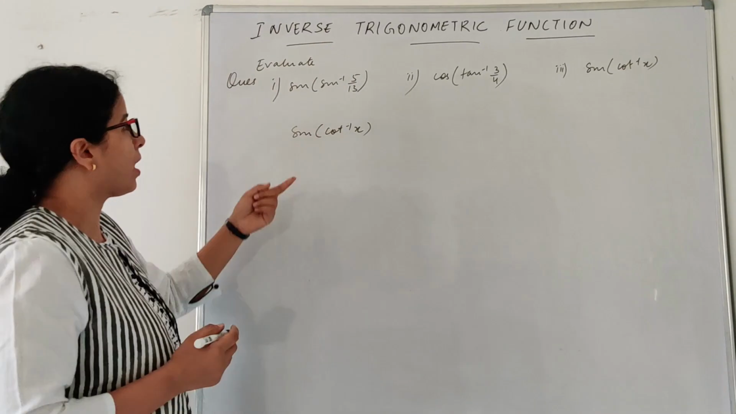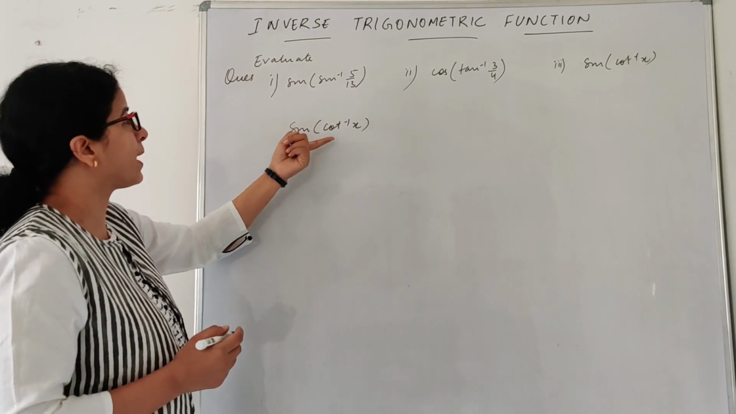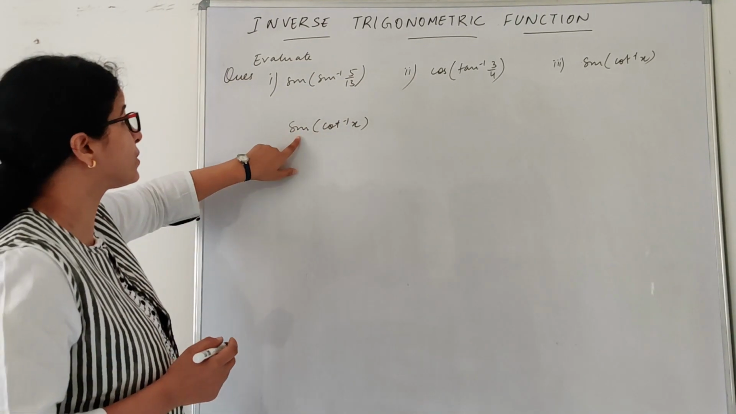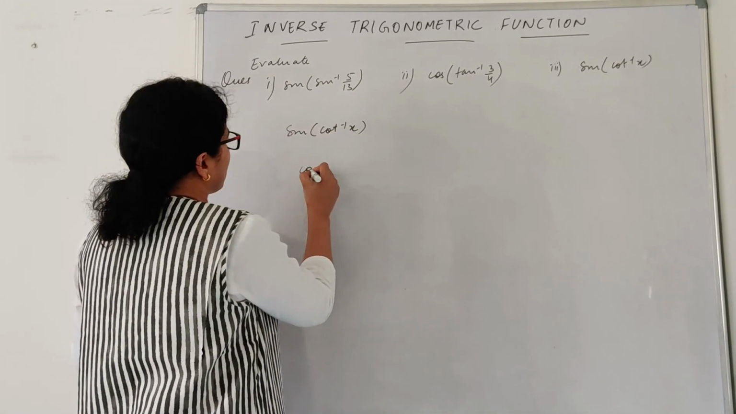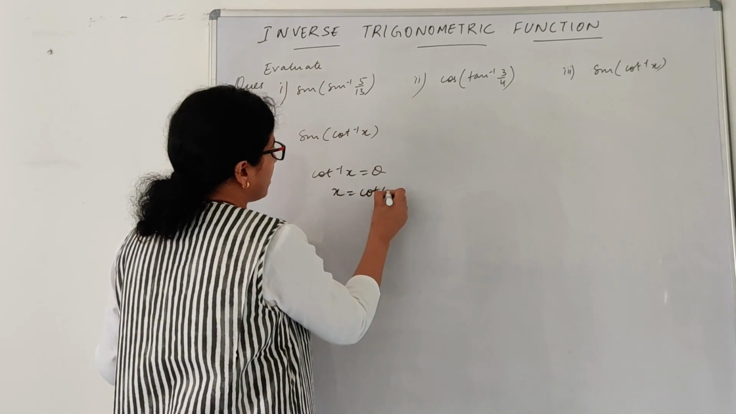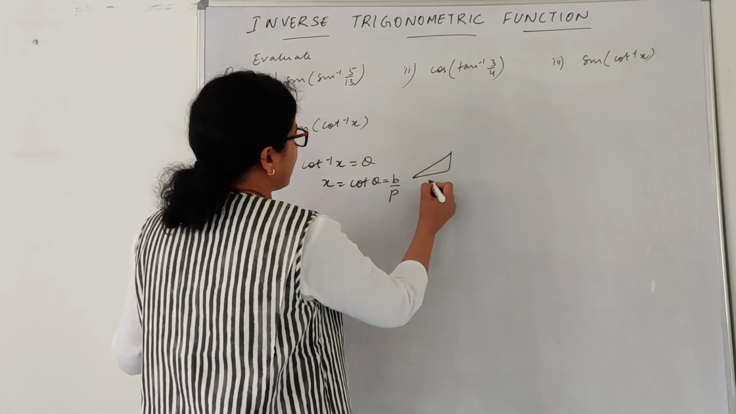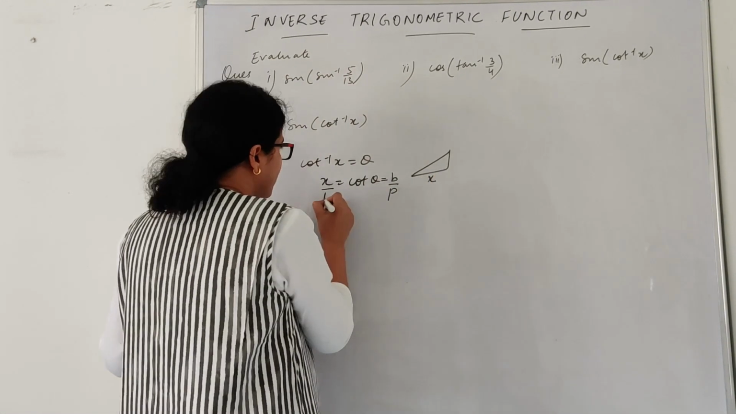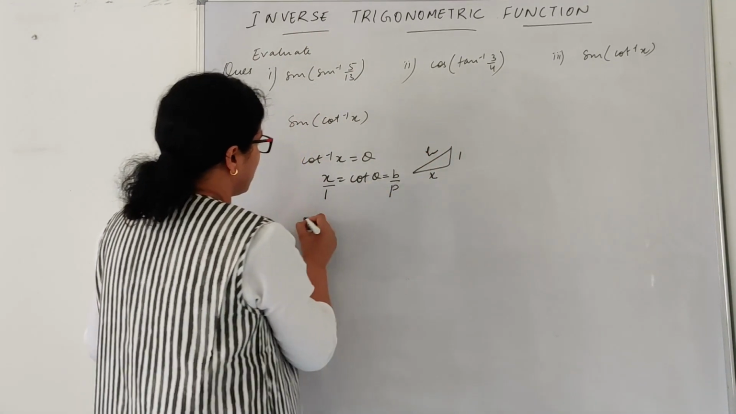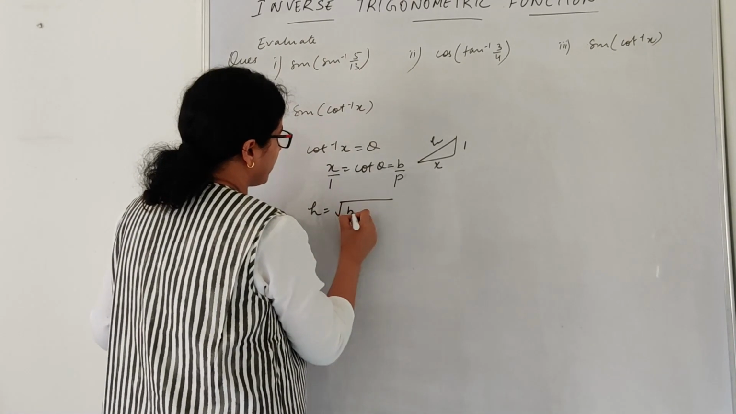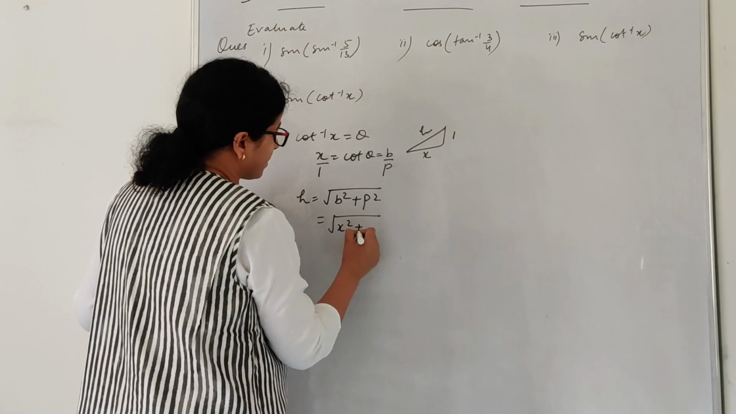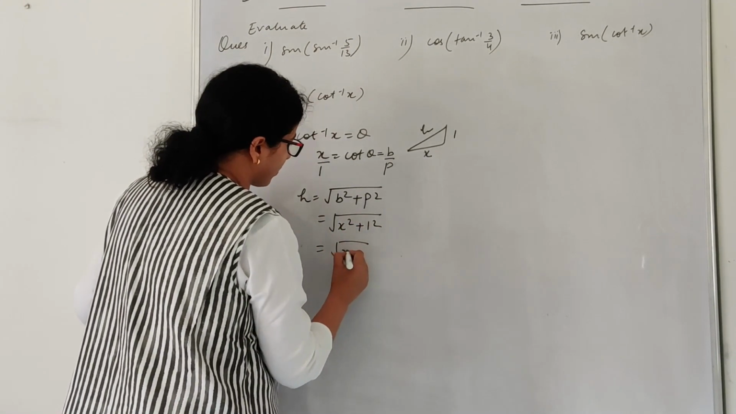Sine of cot inverse x. Again, what do I have to do? I have to change my cot inverse in terms of sine inverse, right? Because I have sine outside. So cot inverse x is equal to theta. So x is equal to cot theta. So now check this. What are you getting here? The base is x, so I can write 1 as the perpendicular. So now I have to find my hypotenuse. Hypotenuse is equal to under root b square plus p square, which is equal to root of x square plus 1 square. So root of x square plus 1.